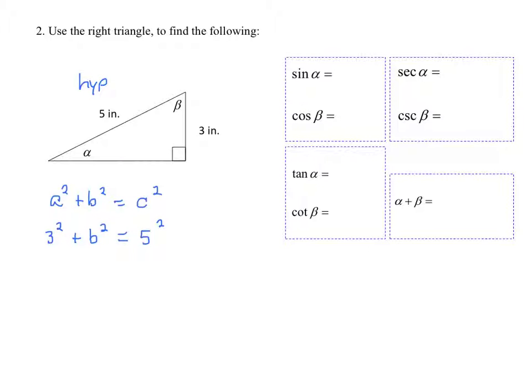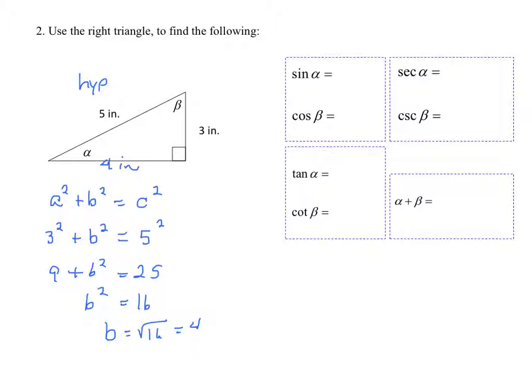It can. You can reverse them. It's fine. But I'm just saying that I'm using A because it's kind of opposite the side that has the Greek letter alpha. So this will be 9 plus B squared is equal to 25. B squared is equal to 16. B is the square root of 16, which is 4. So I'm psyched. 4 inches.